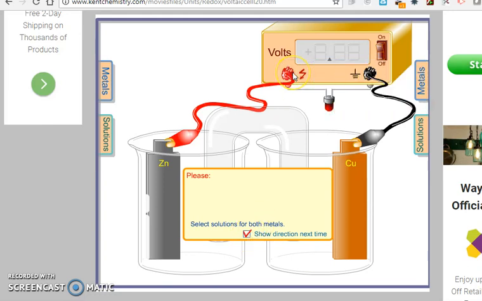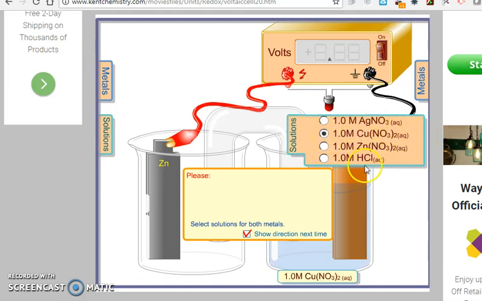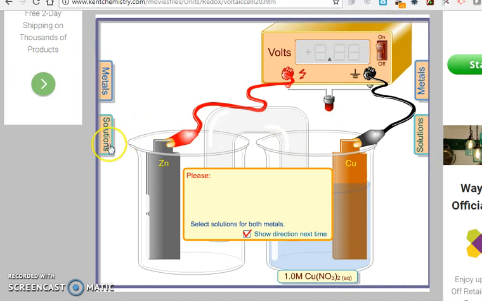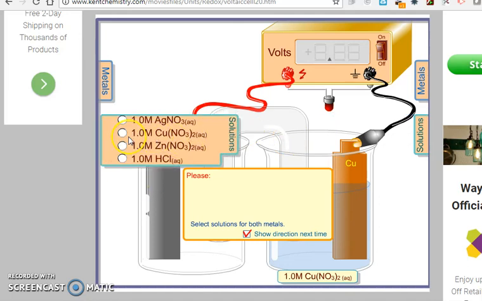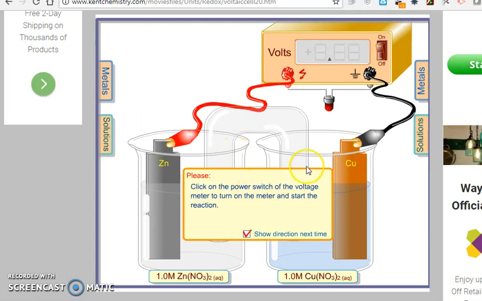So we'll close that. And now we've got solutions. Well, this is a copper ion, so we're going to have a copper solution here. Copper solution's right there. Close that up. Over here we have a zinc ion, so we're going to use a zinc solution. And now what we want to do is open this switch. Right now the switch is closed.